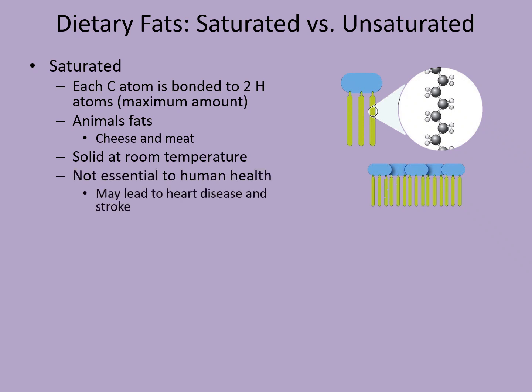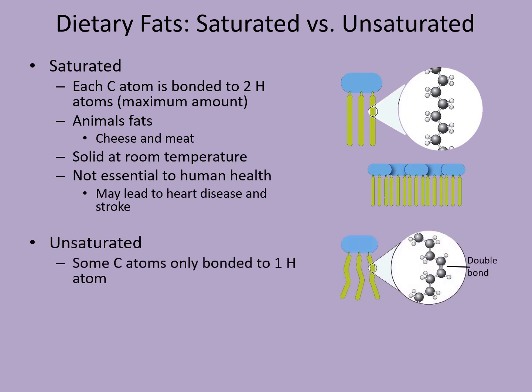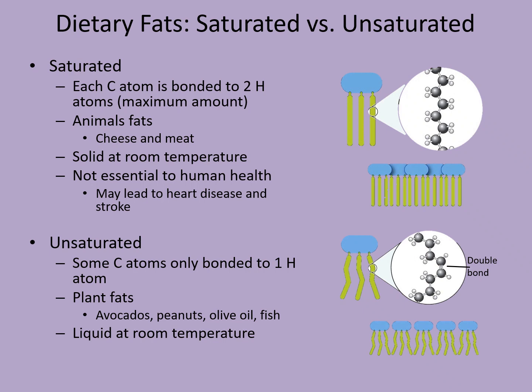So they could lead to things like heart disease and strokes. And for unsaturated, some carbon atoms only bond to 1 hydrogen atom. That's where we get our plant fats: avocados, peanuts, olive oil, fish oil, that sort of stuff. Those are the healthy fats. They are liquid at room temperature, and they can actually help lower your cholesterol. So you actually do have good versus bad here.